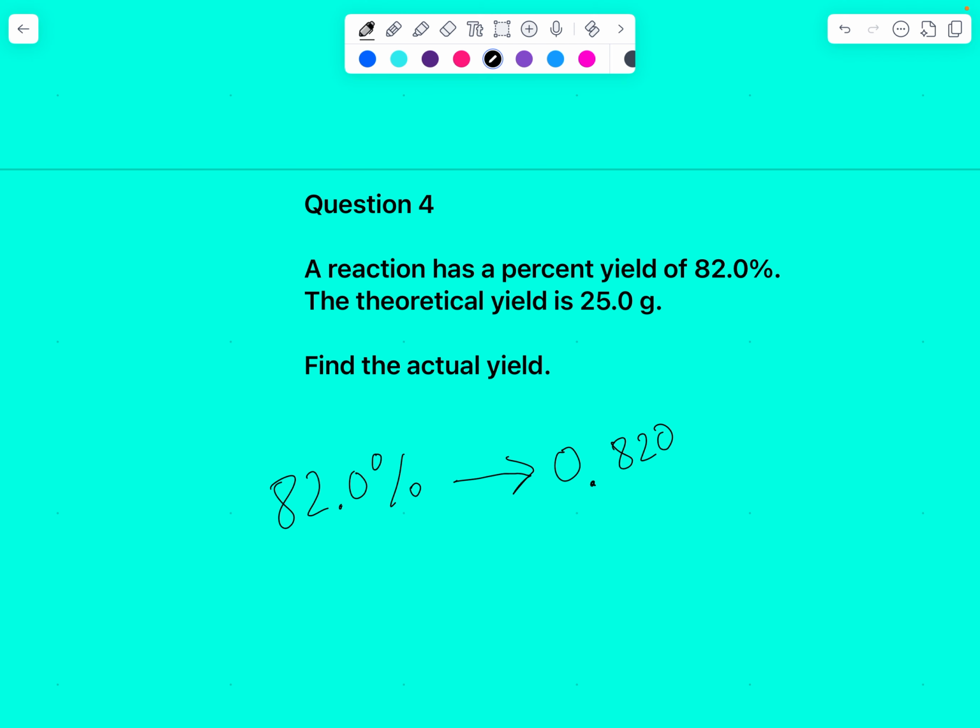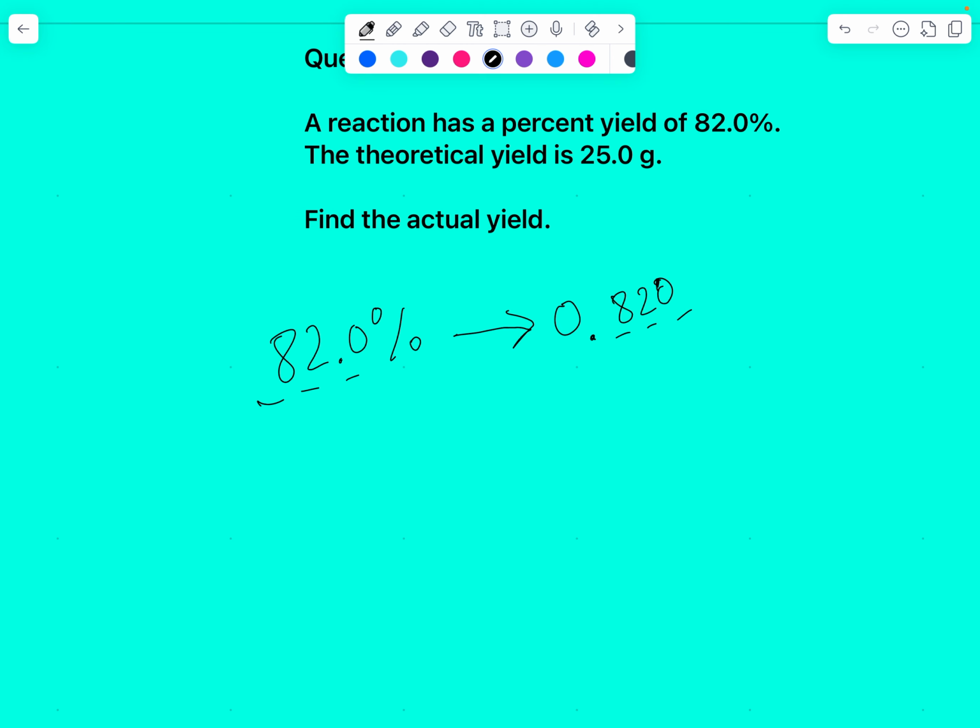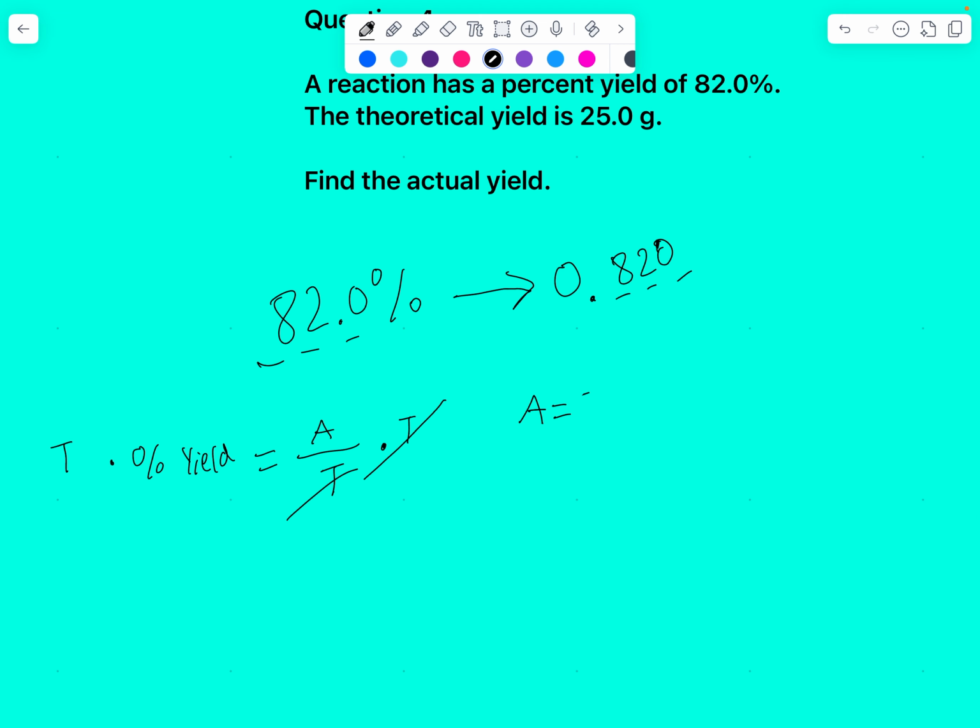0.820. And the reason I added the zeros is because this was 3 sig figs, so I just added a 0 after the decimal point, because this does not count as a sig fig, but these 3 do, okay? So now I have to rearrange the formula. So I had percent yield equals actual divided by theoretical, right? Now I'm going to get the actual yield, I'm going to multiply by theoretical on both sides. Remember, guys, what I do on one side, I got to do to the other. So then I have actual equals theoretical yield times the percent yield.